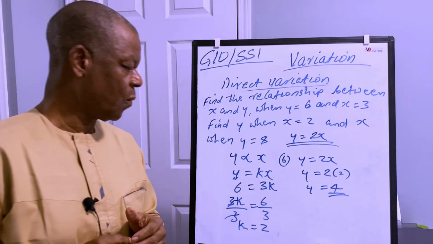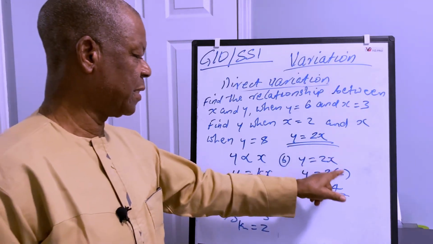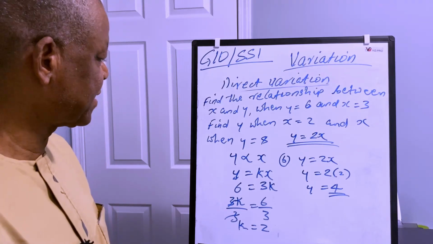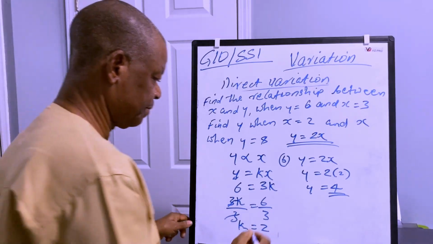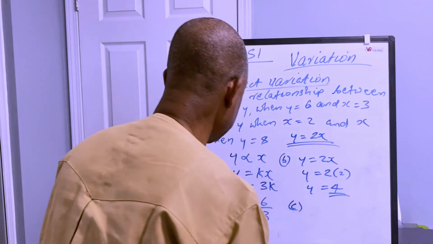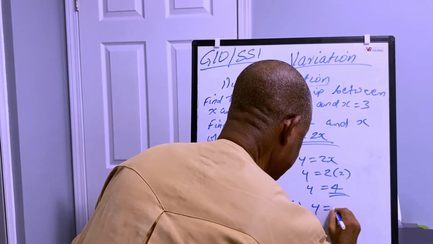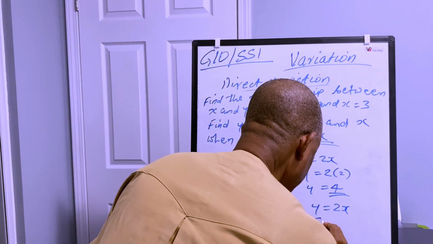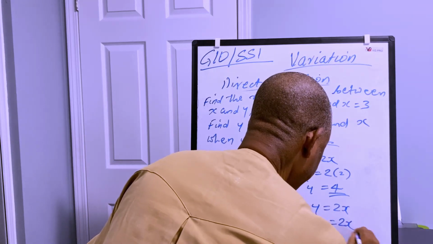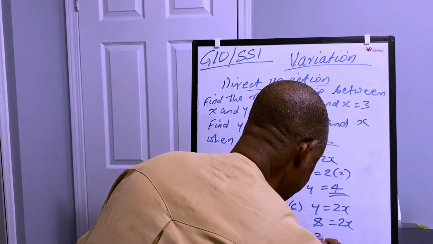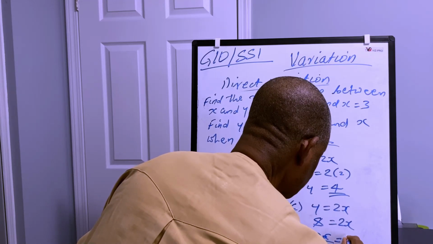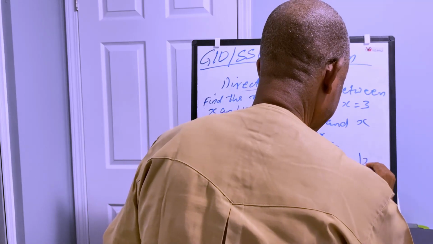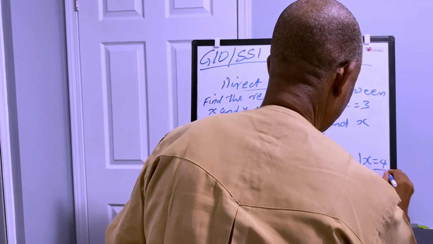We have found y when x is 2. Furthermore, we expected to find x when y is 8. Let's label this as C. We now put down the relationship. So here y is 8, and we expected to find x. So we have 2x divided by 2 equals 8 divided by 2. Therefore, our x is equal to 4.